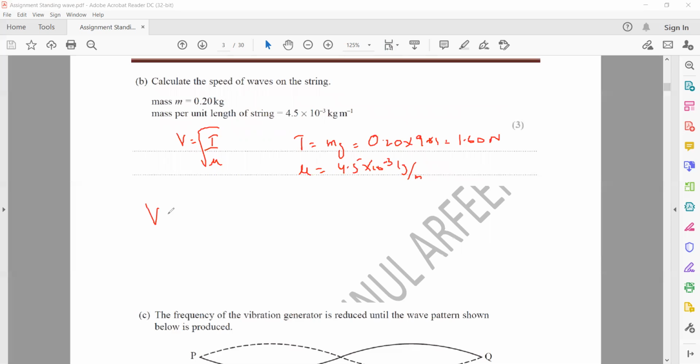So we substitute the value, so V is equal to under root T, which is 1.60, divided by mass per unit length, that is equal to 4.5 into 10 to the power minus 3. So this will give us the speed of the wave in this string, that will come out as 20.9 meter per second, or you can write 21 meter per second.